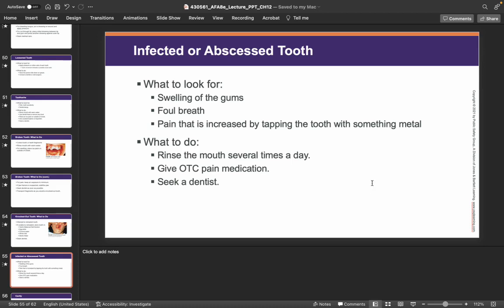All right. For an infected or abscessed tooth, so some things to look for. You'll probably see some swelling in the gums around the tooth. Their breath may stink really bad from the infection. And pain may increase with tapping on the tooth with something metal. To take care of it, rinse the mouth out several times a day. Give some over-the-counter pain medication, and then take them to a dentist.